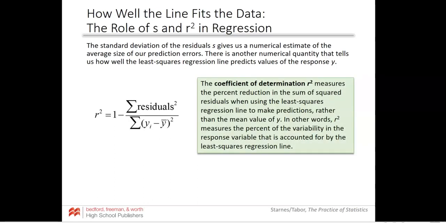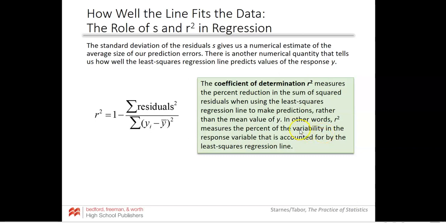R squared is called the coefficient of determination. So these are new terms. This is when you take correlation and square it. So if you take correlation and square it, it's always going to be a positive number. It measures the percent in the sum of the squared residuals using the least squares regression line. If you want to not copy this down, that's fine, because I have a script for you that you might rather copy down in your notes.